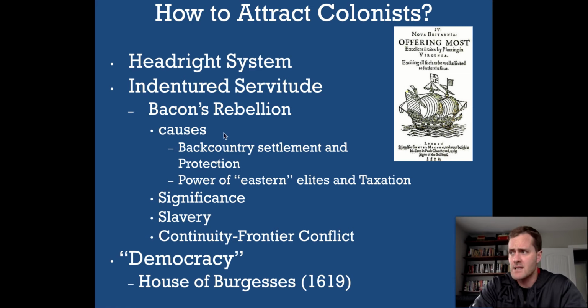Beginning in 1619, Virginia creates the House of Burgesses, which is the first colonial assembly in the New World for the British. It's a huge, important turning point, as it provides those in Virginia a way to govern themselves. So all of this, whether it be for political, economic, or social reasons, is going to become attractive to those in the Old World wanting to come to the New World.